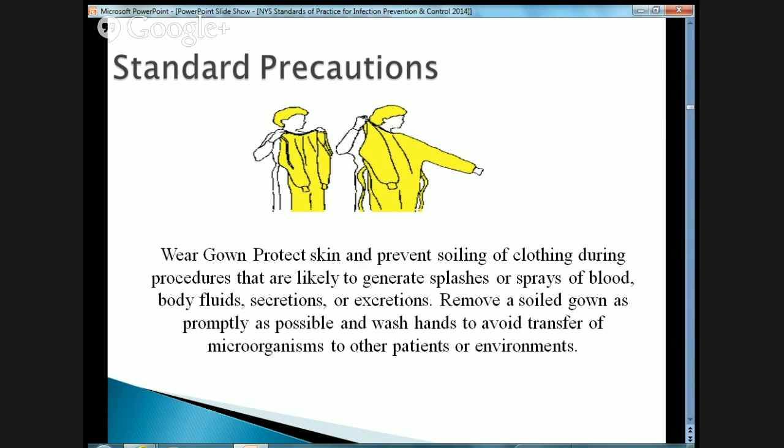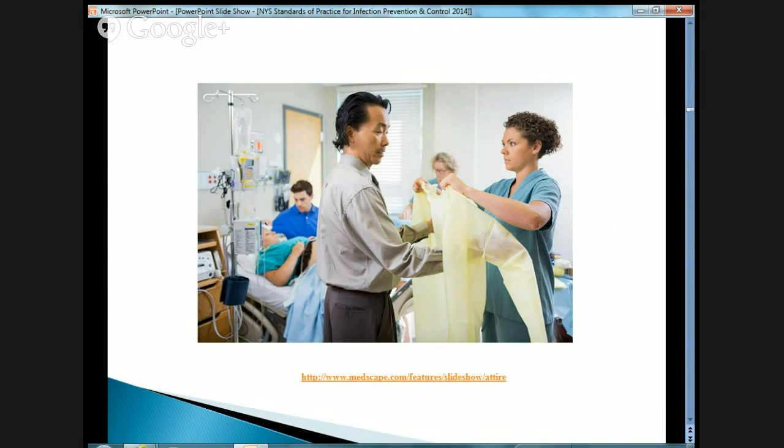Gowns: when you're taking them off, you can't touch the dirty side, which is the outside, and you bring them inside out, and that will do it. Like that gentleman just did from the same Medscape program. Always, especially in hospitals, when you see contact precautions, you should be wearing gowns and gloves upon entering the door of that particular room, to protect yourself from the environment of the patient.